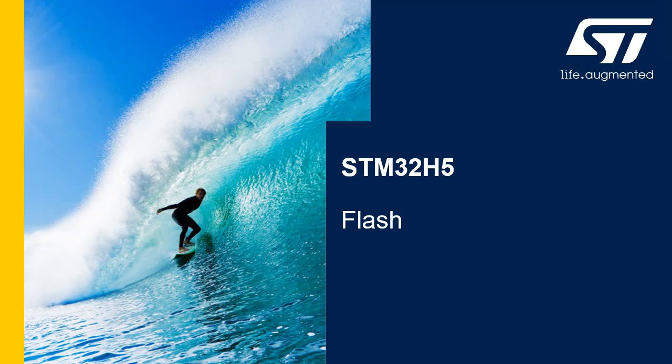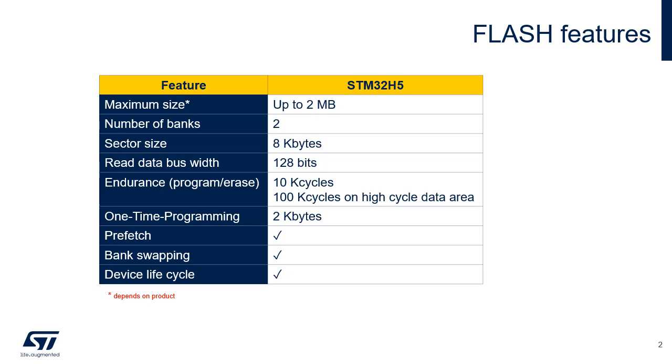Hello and welcome to this presentation of the embedded flash memory, which is included in all products of the STM32H5 microcontroller series. This table summarizes the features of the flash memory existing in STM32H5. Depending on the product, the flash size can be up to 2 MB.